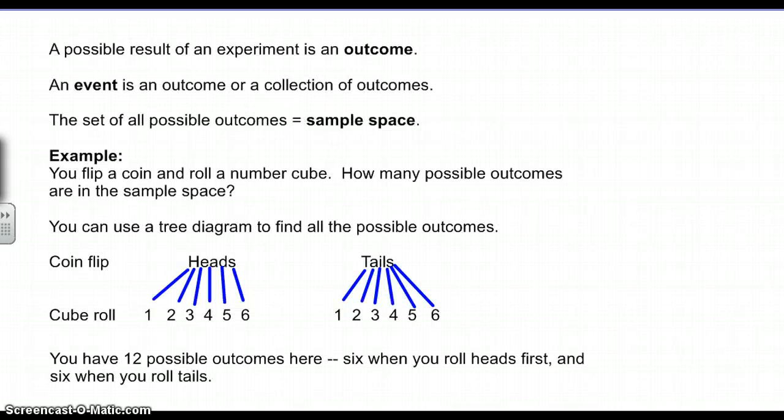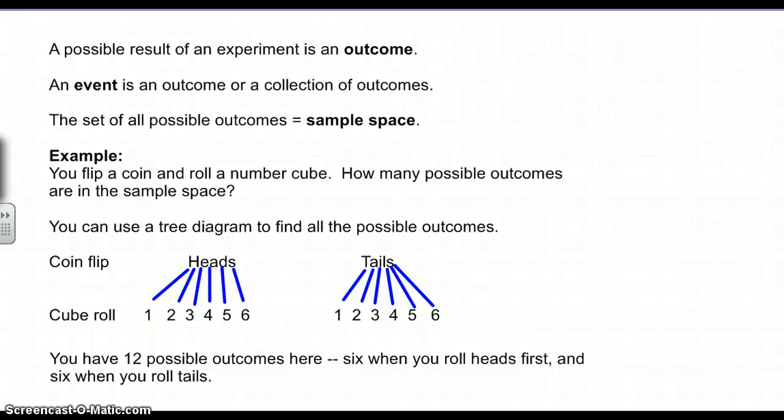This is section 13.1, finding probabilities and odds. First, we have to go through some vocab so that you understand the kind of language that we're using in this section. An outcome is a possible result of any experiment.